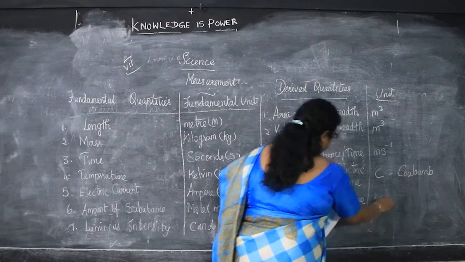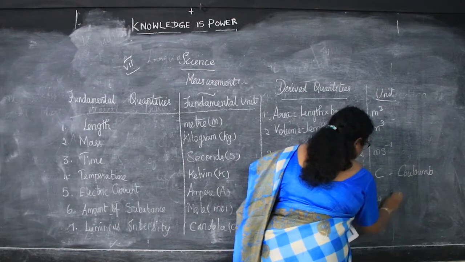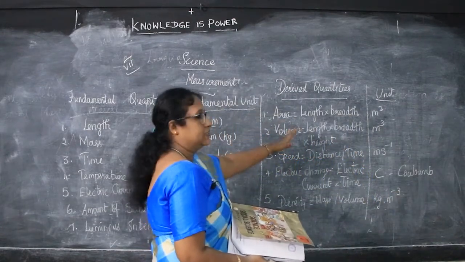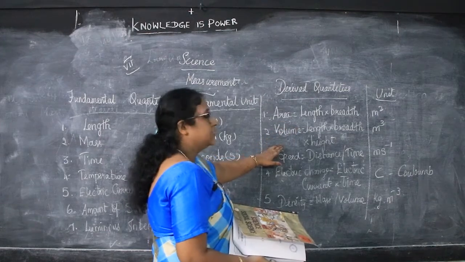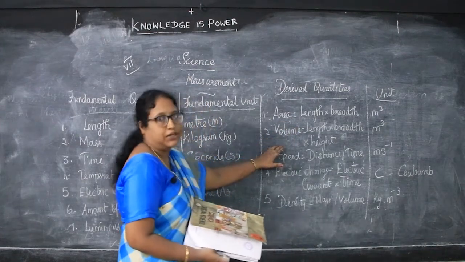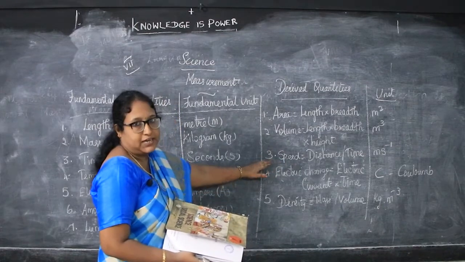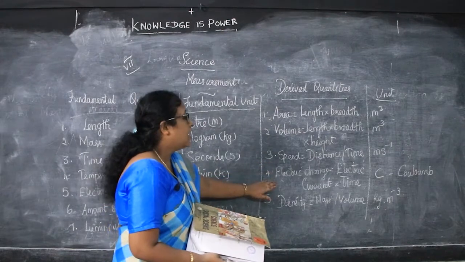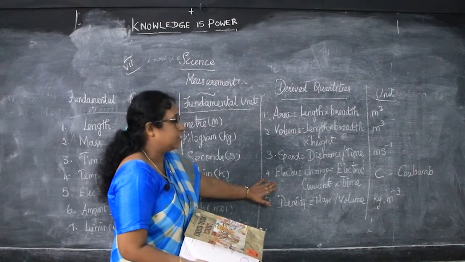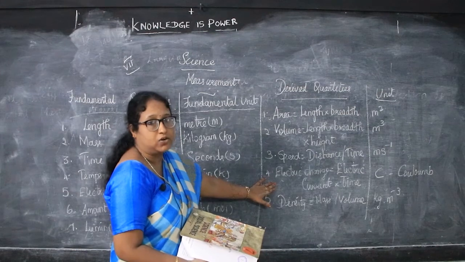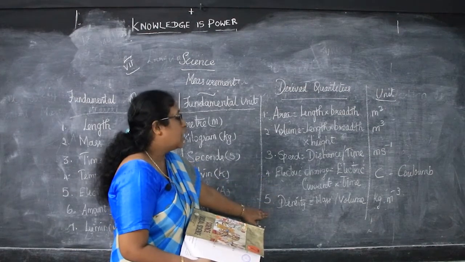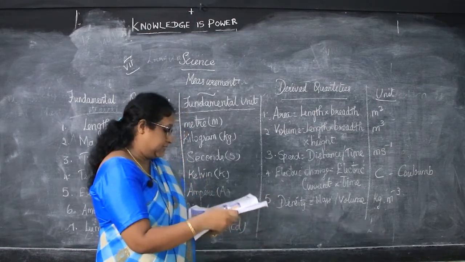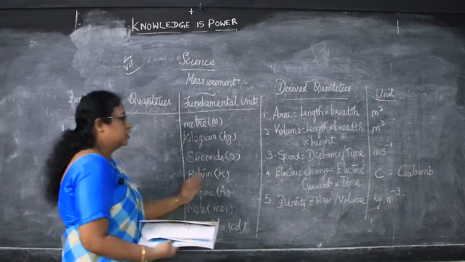And the unit for this is kg meter minus 3. So, area, length into breadth, unit is square meter; volume, length into breadth into height, that is cubic meter. Then speed, distance covered in a time, that is distance by time, ms to the power of minus 1. And electric charge, electric current into time, and the unit is C, called a coulomb. Then density, mass by volume, that is kg per meter cube. Now take down in your notebook, children.